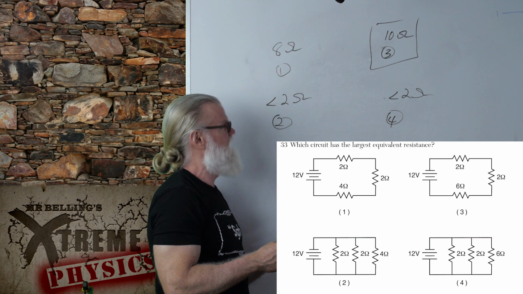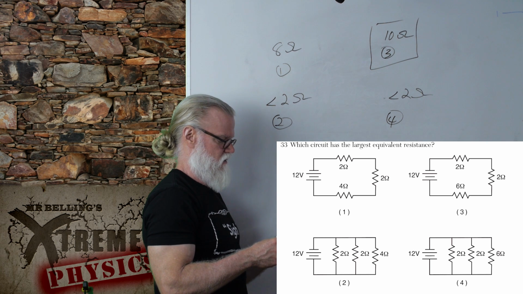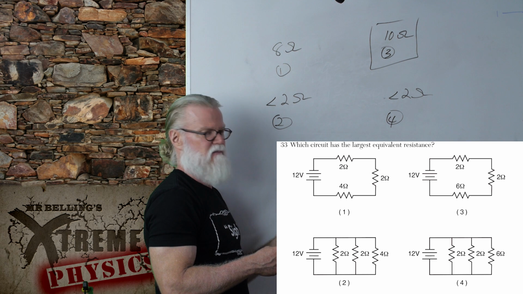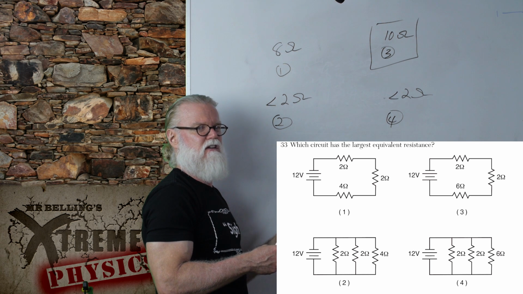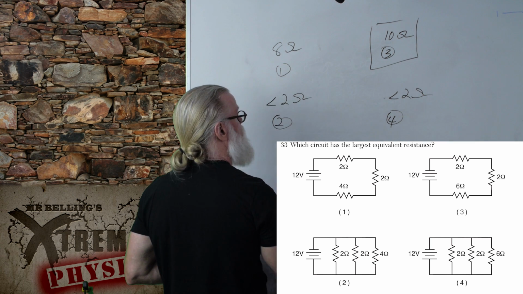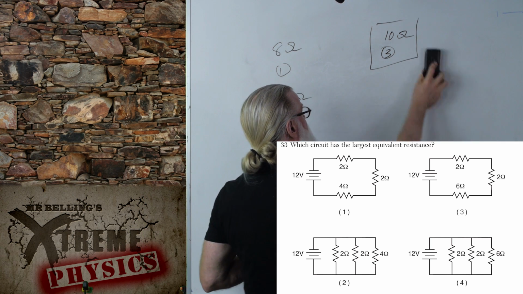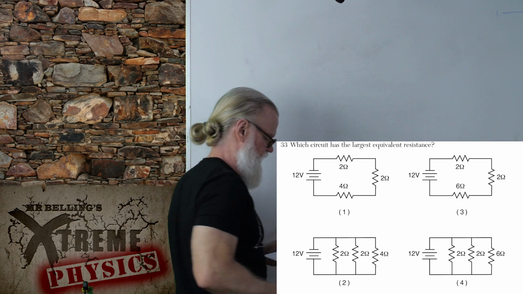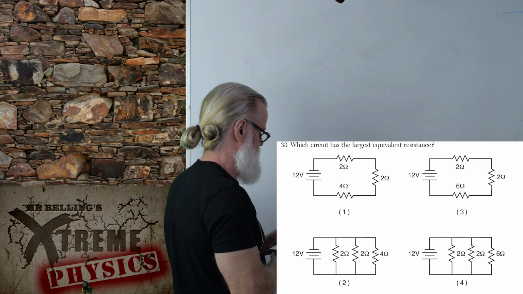And then 4. And then 1. All right, so keep that in mind. In parallel, the equivalent resistance is always smaller than the smallest resistance. All right, you could calculate those. The series are easy to calculate, but the parallel is a little more involved.